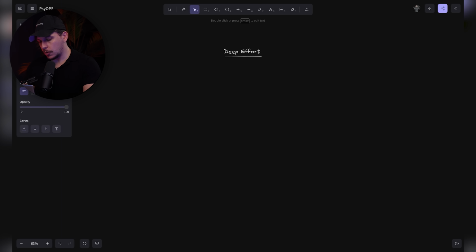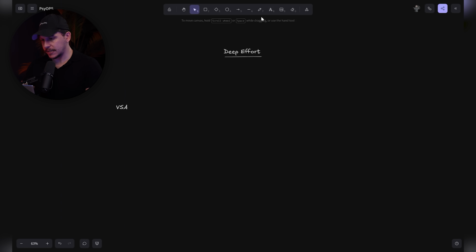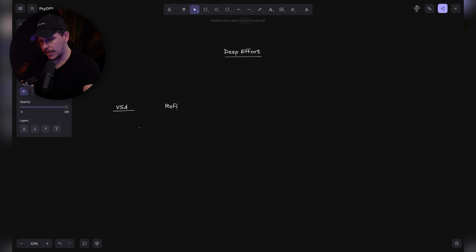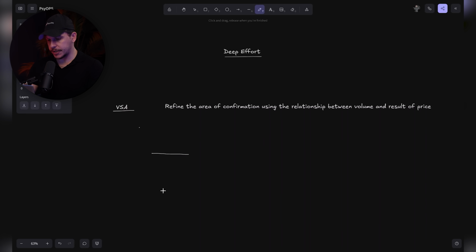I come from a study called volume spread analysis, the VSA. I started this study when I was using vertical volume to refine the area of confirmation using the relationship between volume and result of price. If I have a wall of orders here and the price strikes here with a lot of volume, I see that there is no result, so no follow through of all this effort. This becomes a potential point of reversal, a level that I want to notice.